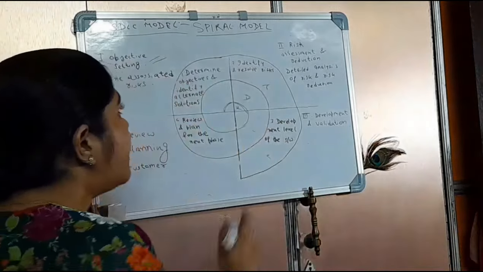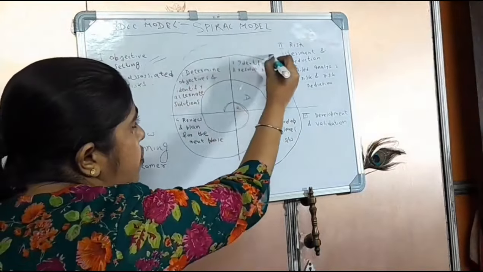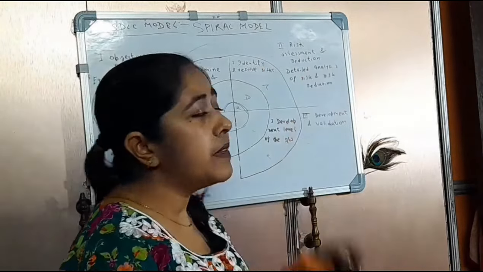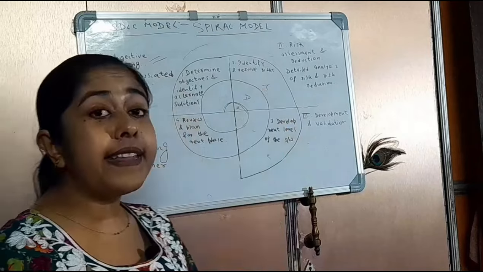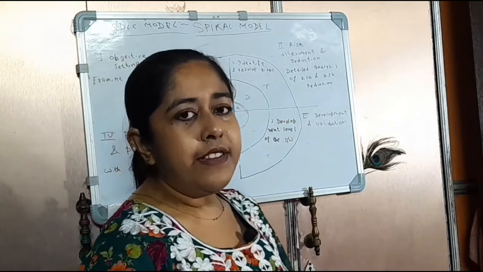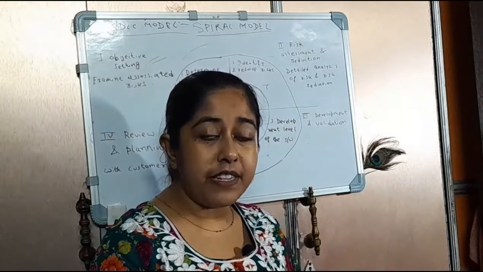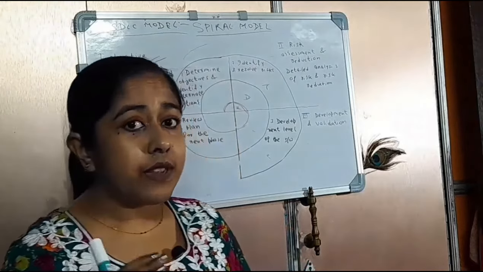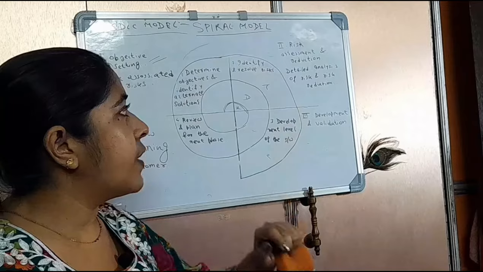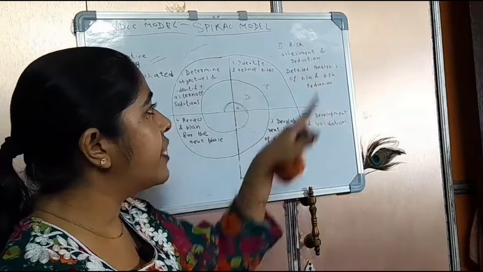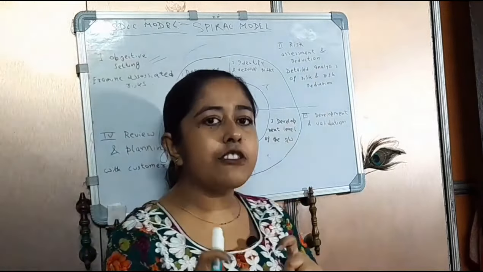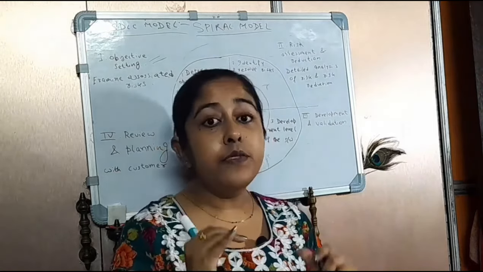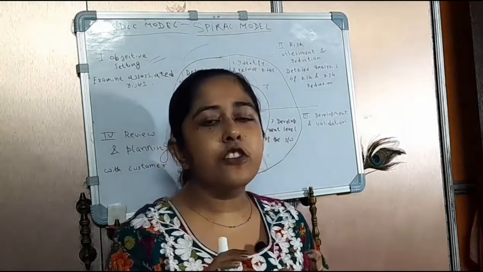Then after this the phase will go to the next quadrant. What are we going to do here? Risk assessment and reduction. Here we identify and resolve the risk. I have identified my risk, what kind of risk is going to come. Here we will resolve the risk in this quadrant. That is risk assessment and reduction. A detailed analysis of that risk is done here. You have identified your risk, and now you will do a detailed analysis of it.